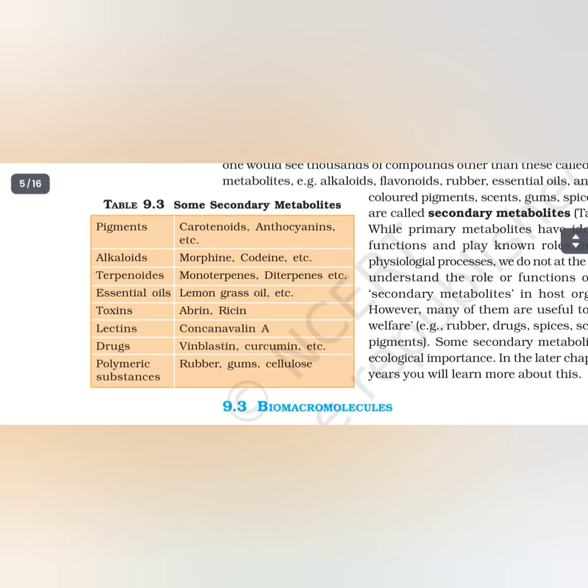Some secondary metabolites: pigments, carotenoids, anthocyanins, etc. Alkaloids, morphine, codeine, etc. Terpenoids, monoterpenes, diterpenes, etc. Essential oils, lemongrass oil, etc. Toxins, abrin, ricin. Lectins, concanavalin. Drugs, vinblastine, curcumin, etc. Polymeric substances, rubber, gums, cellulose.